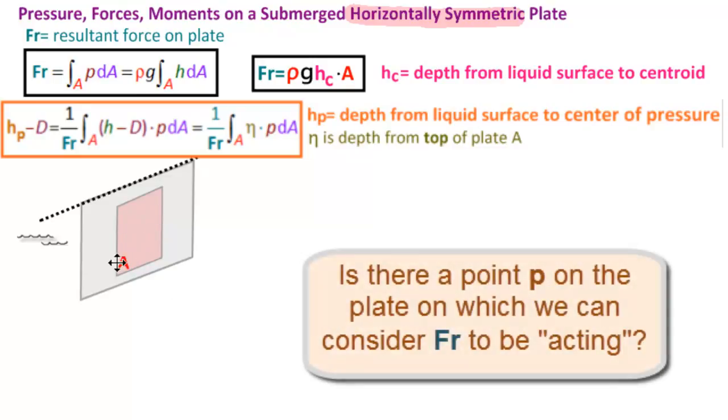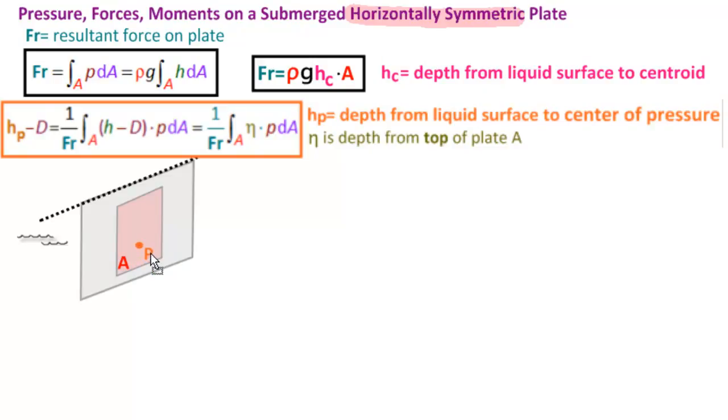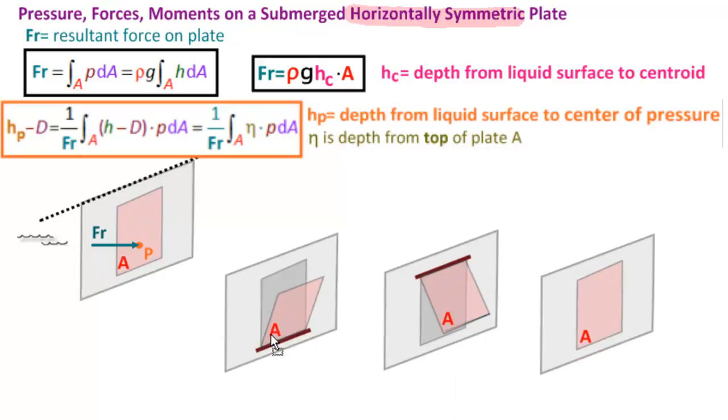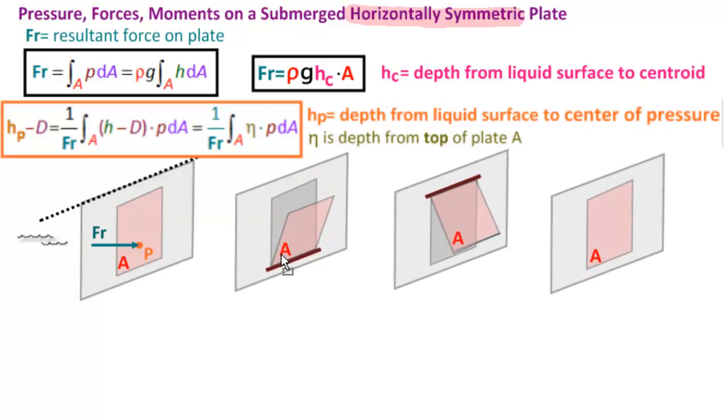The question is, can we find a point on which we can consider it to be acting? And that point is going to be our center of pressure. Then we can consider FR to be acting on that point. Now, what does it mean to be acting on that point? Let's suppose that we put a hinge on our gate. So let's look at a couple of situations here.